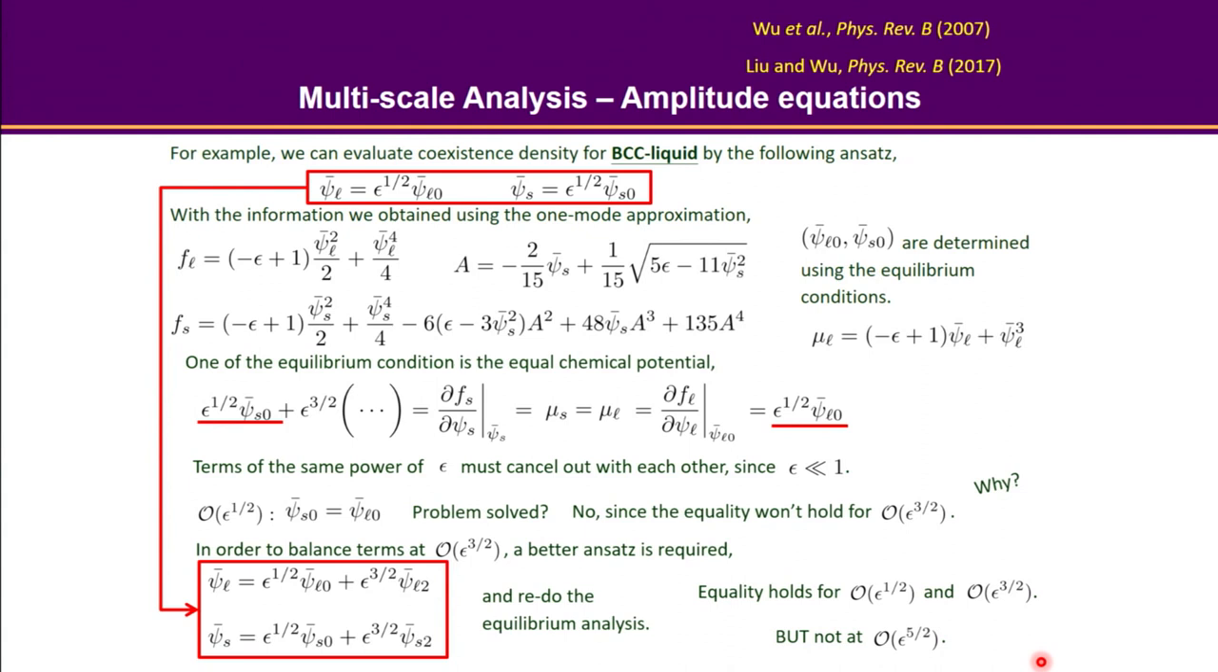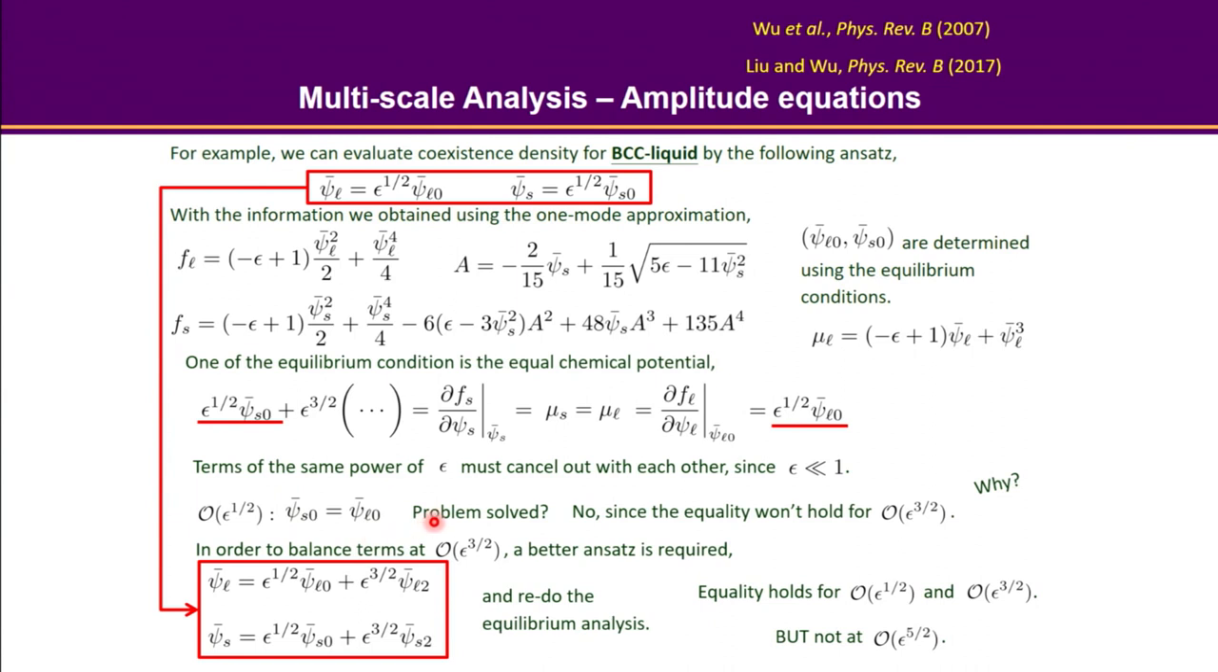But it seems like if epsilon is really, really small, you don't have to worry about that detail. Why? Because if epsilon is small, the terms I'm adding here, although they help me fix the higher order correction, will only be small corrections, whatever coefficients you get. So actually, the lower order prediction is not that bad. So even when epsilon is really, really small, the first order says the solid and liquid densities are the same.